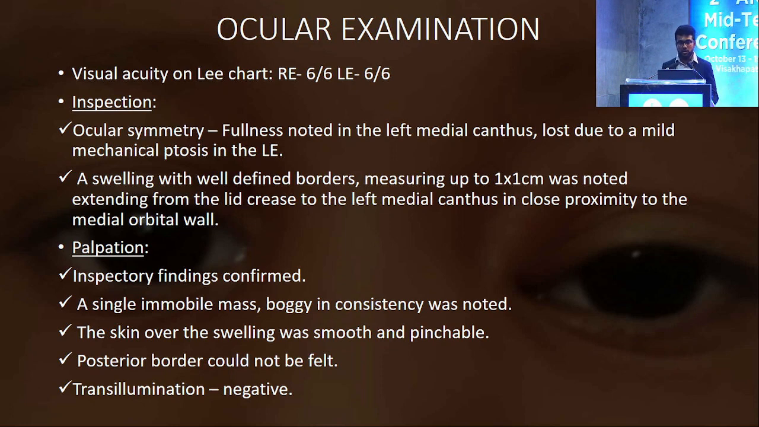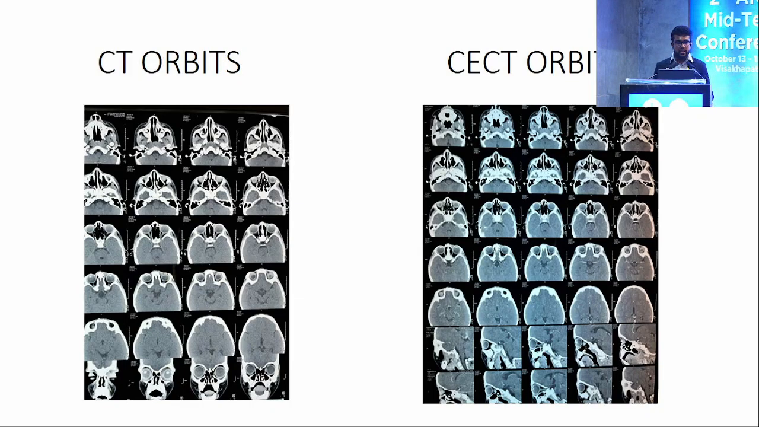On palpation, all the inspectory findings were confirmed, and it was a single immobile mass with boggy consistency. The skin of the swelling was smooth and pinchable, but the posterior border could not be felt and trans-illumination was negative. So a CT orbits was done as a preoperative evaluation to rule out any bony involvement.